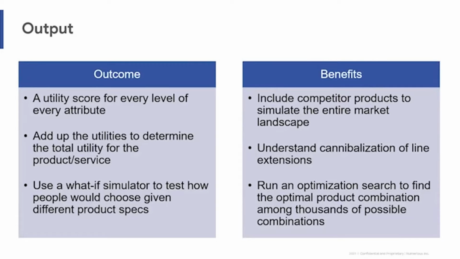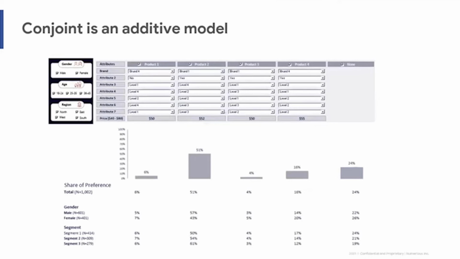Even better, we have algorithms that will help us run optimization searches to figure out the optimal product combination among thousands of possible combinations. What's best about conjoint analysis is that it's an additive model, right? The total utility for a product is the sum of its parts.